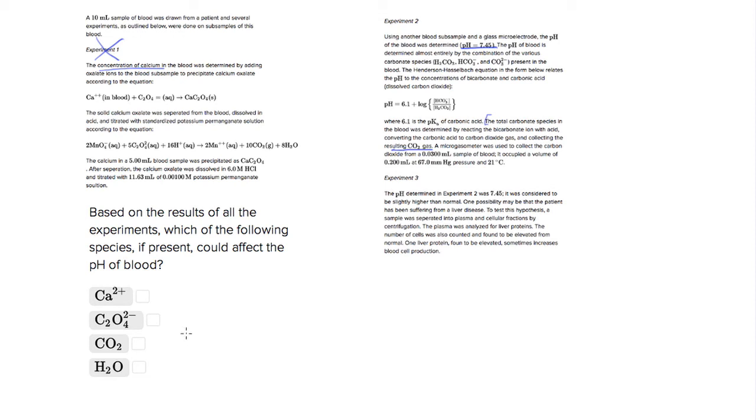And the other things are, so these two molecules are present in experiment 1, which is to determine calcium concentration, so that's not good. And we have a mention of H2O here, but not in other parts of the experiment dealing with pH. So CO2 is going to be the most logical answer.